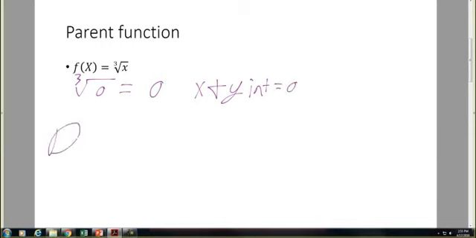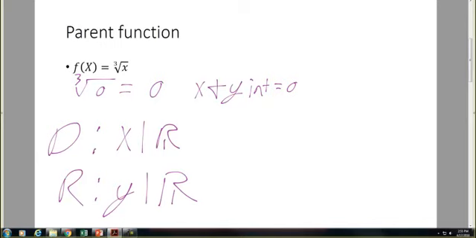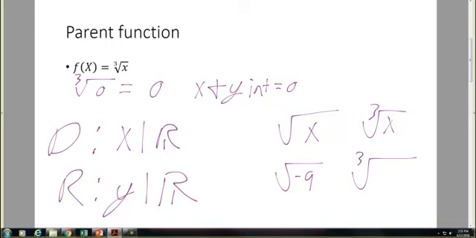We also have our domain as all real numbers, so x is all real numbers. And our range, y, is all real numbers. Looking at the difference between a square root and a cubic root, if I do the square root of -9 and the cubic root of -27, I'll get 3i for the square, which is imaginary, which we can't use, but I'll get -3 for the cubic. And so that's why we have all real numbers for the domain and range.